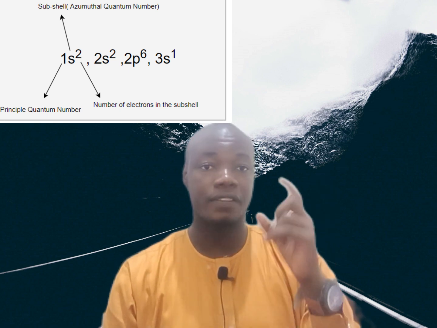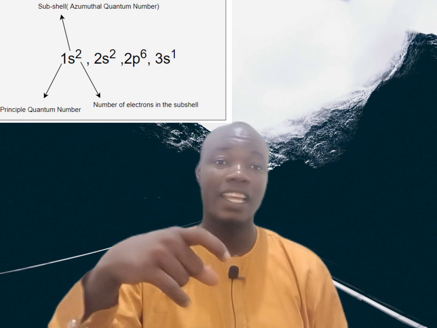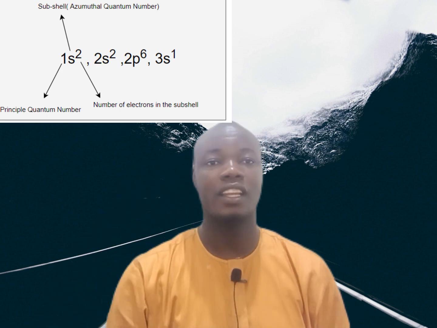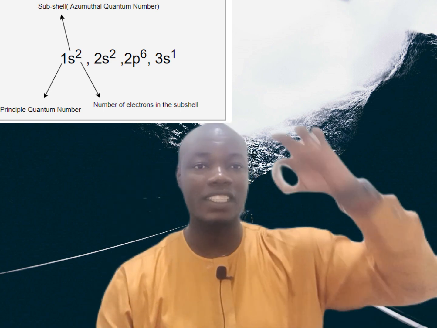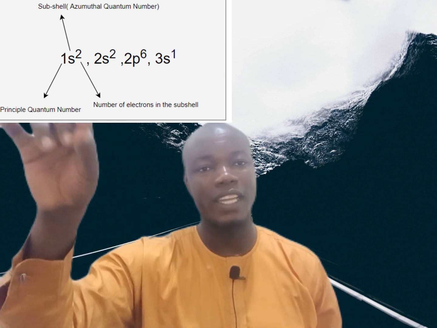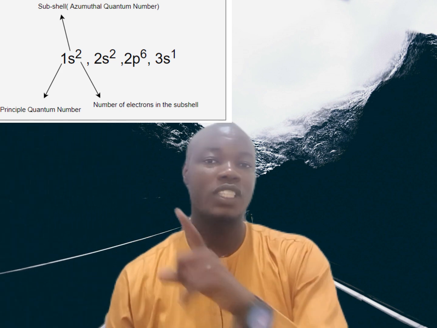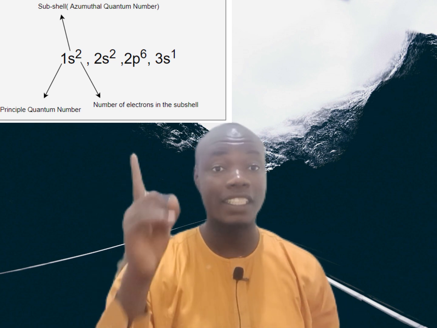How do we do that? First, try to understand what the last orbital is. Like for example, in the case of sodium, the last orbital is s, and the index number is 1. Because the index number is 1, it is in group 1. And because the last energy level is 3, it is in period 3.